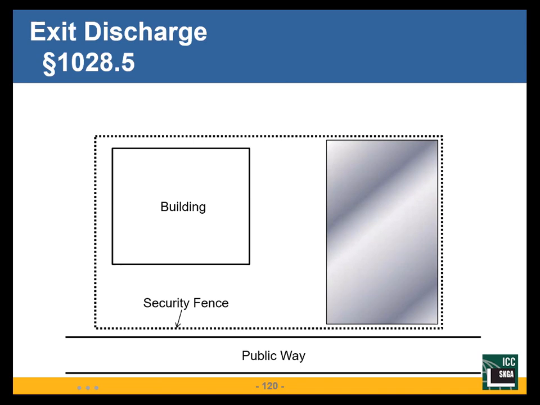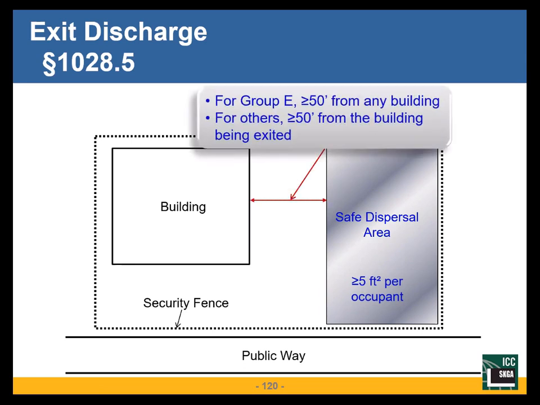Option. I don't get to the public way because I'm in a fenced facility. So when I leave the building, I go to a safe dispersal area, 50 feet away, at least 5 feet per person. So whatever my occupant load is here, I've got to have a safe dispersal area identified with a sign that says this is my safe dispersal area, and I can get everyone 50 feet away.